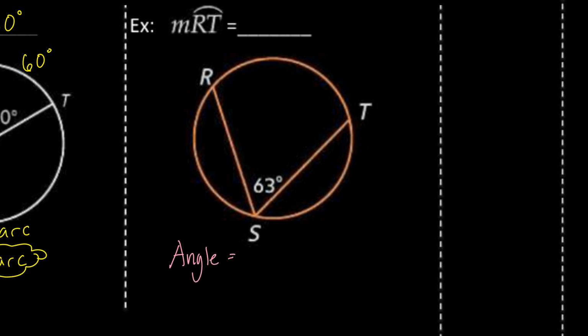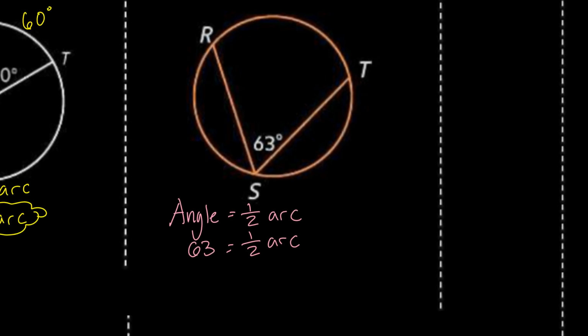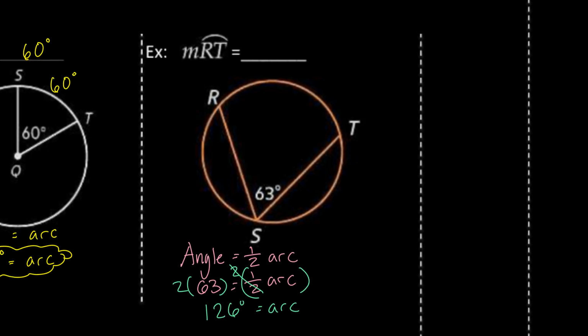So the angle is equal to 1/2 the arc. They give us the angle 63. So to solve for the arc, what is the same thing as dividing by 1/2? So we just multiply both sides by 2. 63 times 2 is? 126. Good, degrees. 126 degrees, because that is our unit of measure.